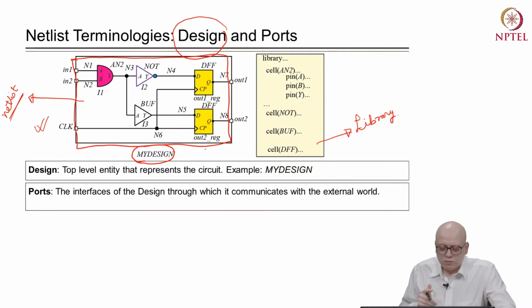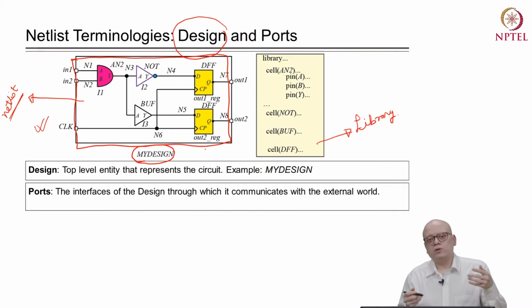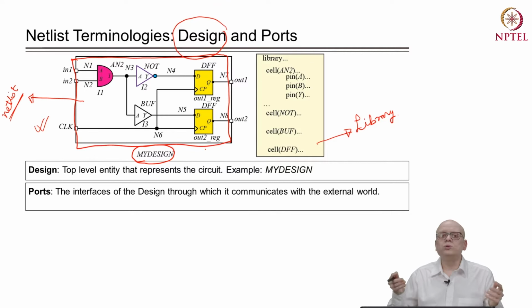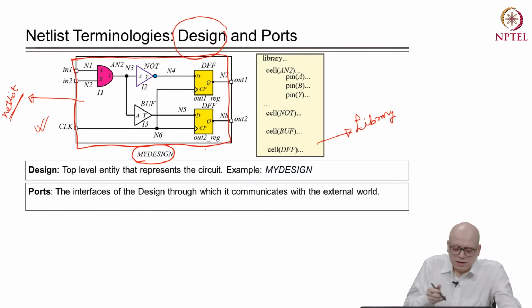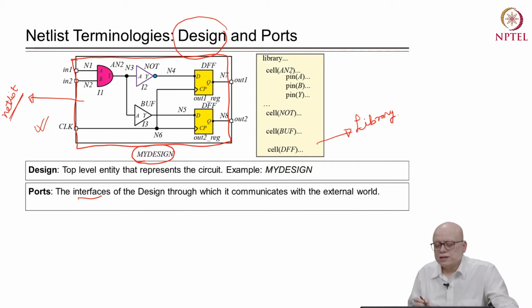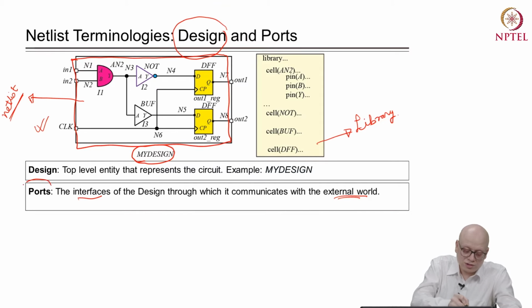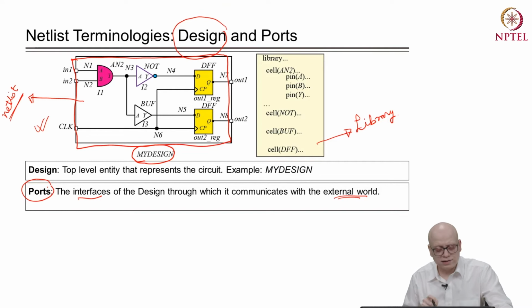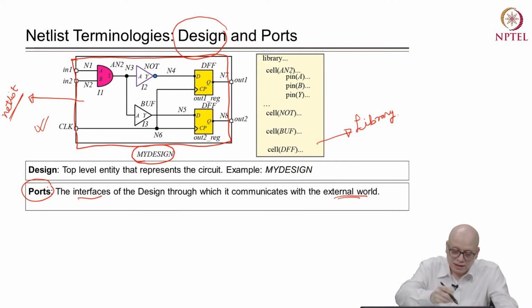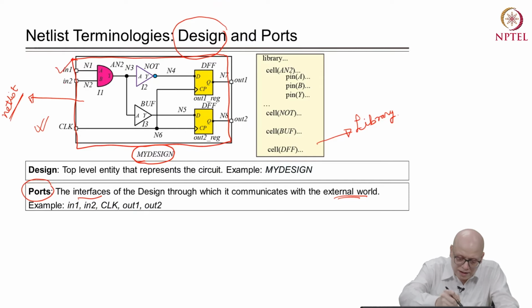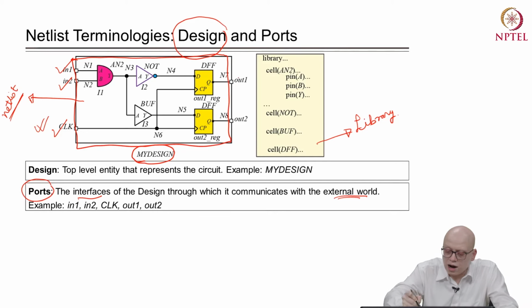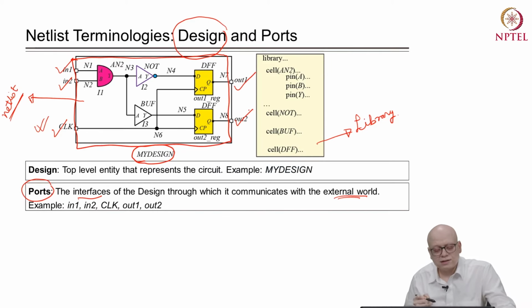Now, the design takes input from the environment or external world, and it produces some output. The interfaces of the design through which it communicates with the external world are known as ports. For example, in this circuit, in1, in2, clock, out1 and out2 are the interfaces through which the design communicates with the external world, and these are known as the ports.